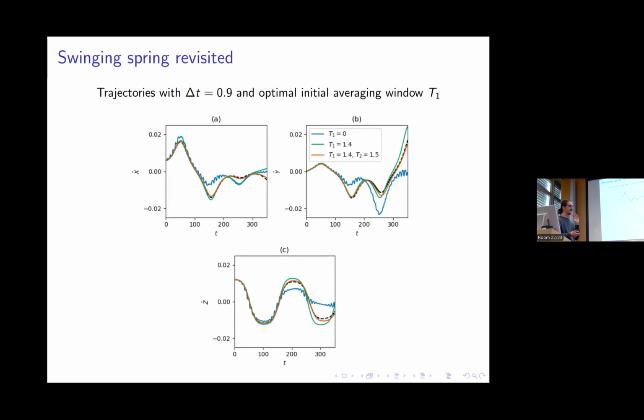So this is the phase averaging with deferred correction implemented. These are exactly the same as the trajectory plots I showed you before. The averaging window we use is 1.4, so it's the optimal averaging window I showed you before. This is just the unaveraged version. And then we use a second averaging window, which is quite similar to the initial averaging window.